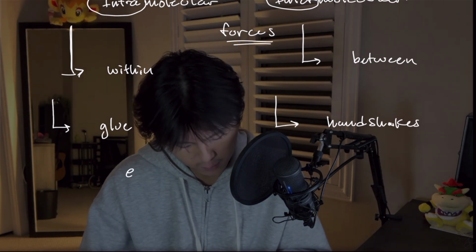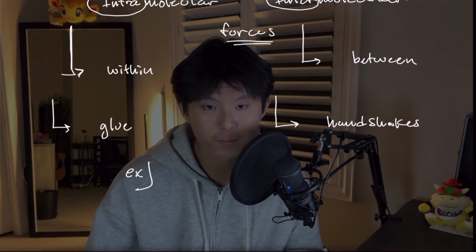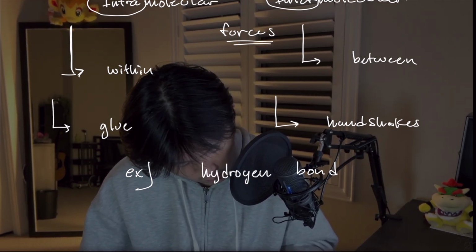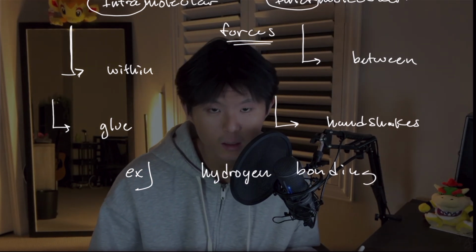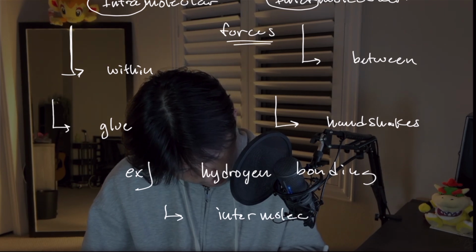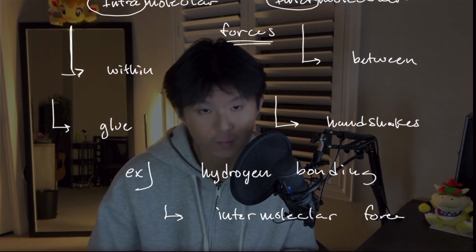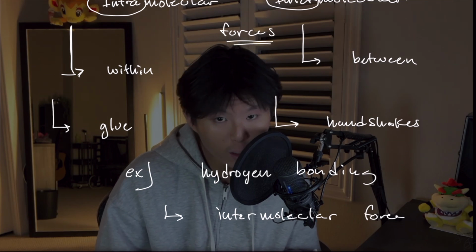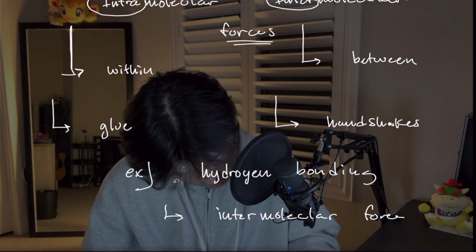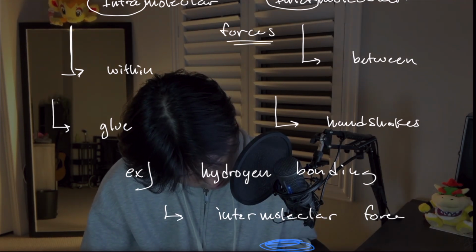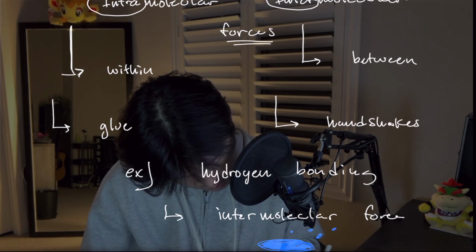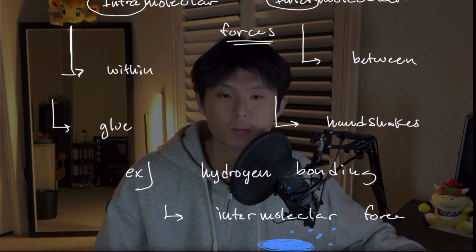So let's take, for example, hydrogen bonding. It is an intermolecular force. And it is also why water sticks together and gives you puddles. So let's draw some water. Terribly drawn puddle, but whatever.